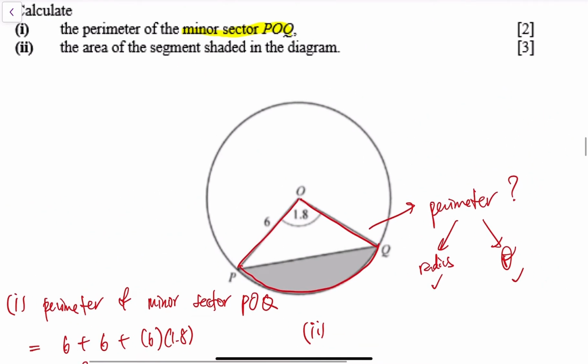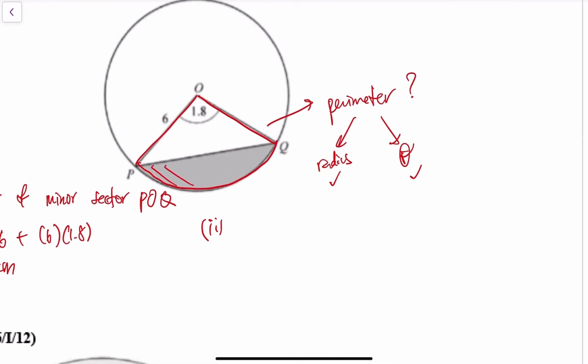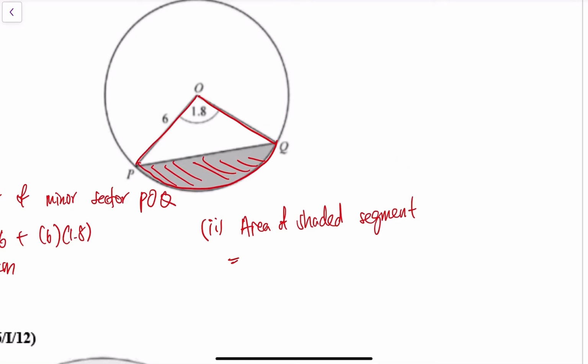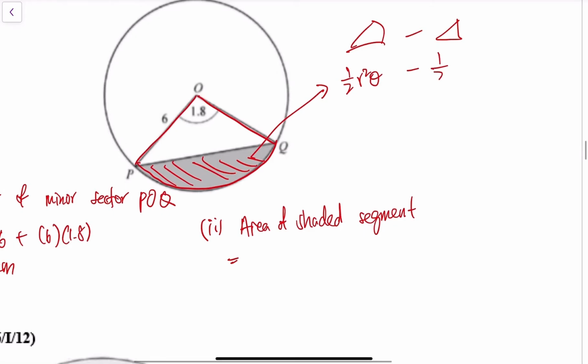Second part, the area of the segment shaded. So now here comes a shaded segment. That's what we've seen just now. Area of shaded segment. So how do we calculate this? Now, to find the area of shaded segment, okay, we need to take the pizza minus a triangle. Pizza is a sector, half r squared theta, minus half r squared sine theta. Okay, minus a triangle away. Then you will get the shaded segment.